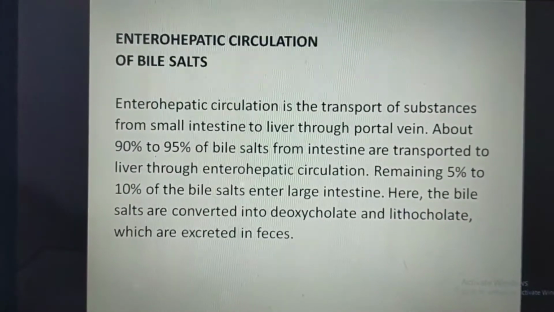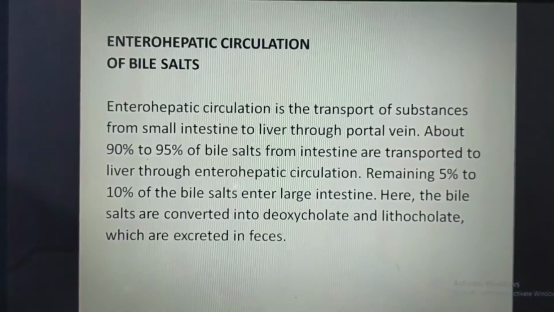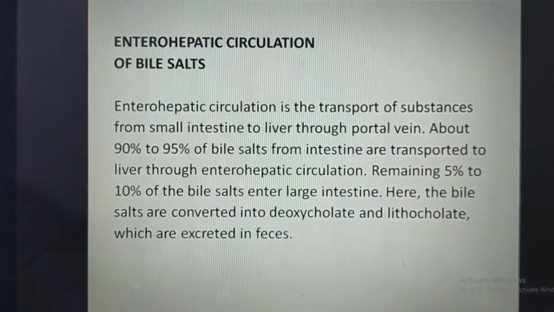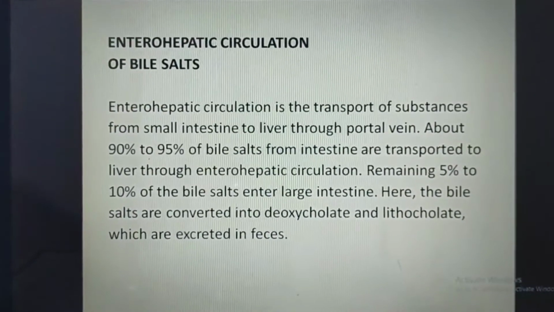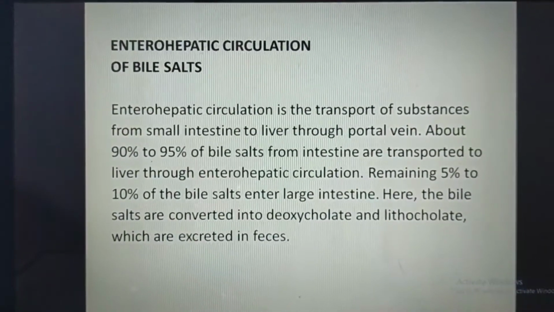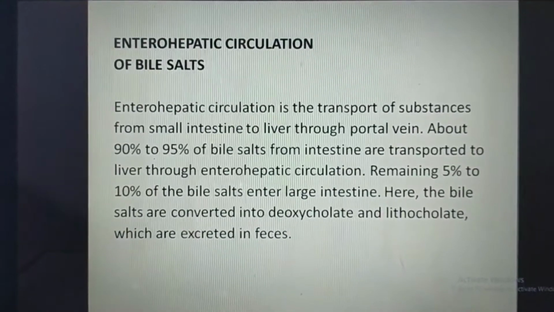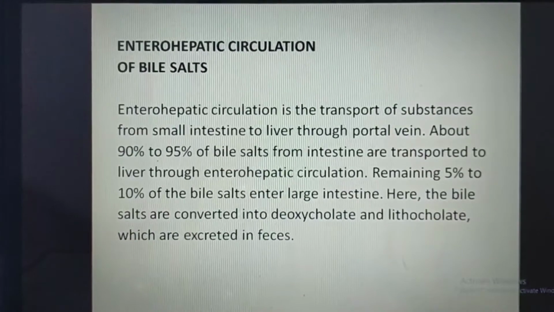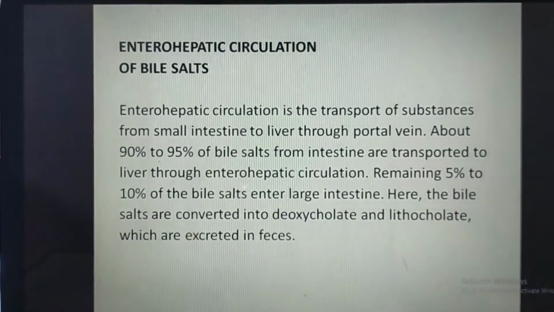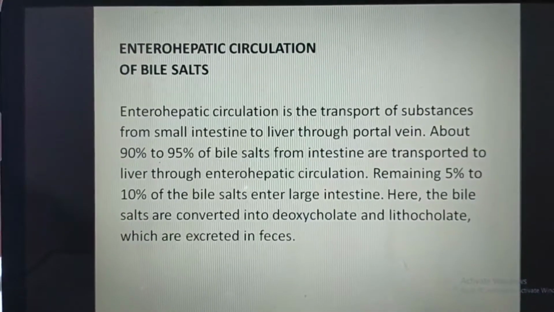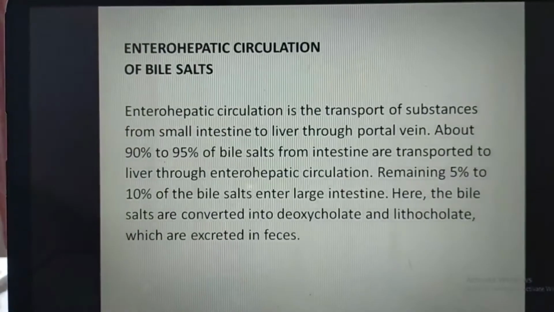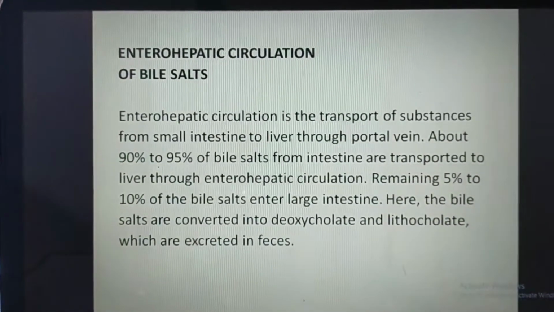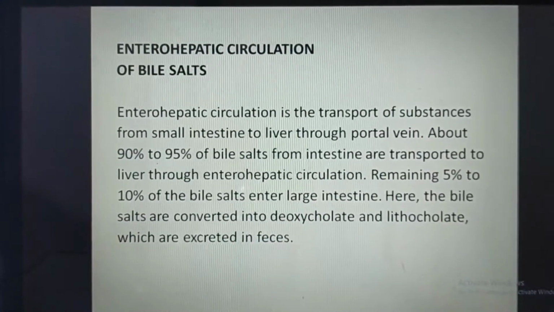Enterohepatic circulation of bile salts. Enterohepatic circulation is a transport of substances from the small intestine to the liver through the portal vein. About 90 to 95% of bile salts from the intestine are transported to the liver through the enterohepatic circulation. The remaining 5% to 10% of the bile salts enter the large intestine. Here the bile salts are converted into deoxycholate and lithocholate, which are excreted in feces.